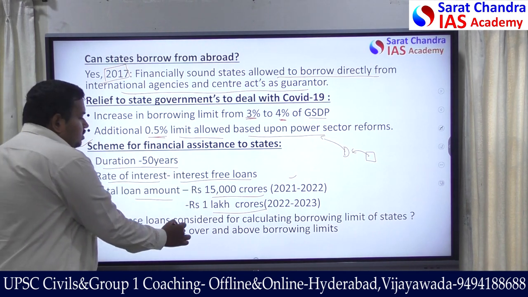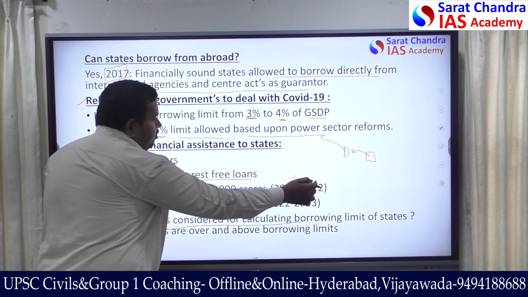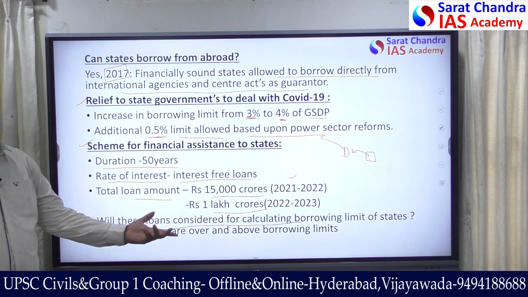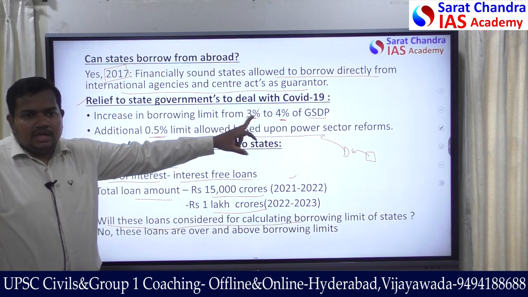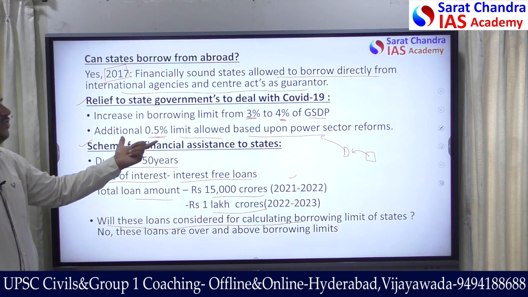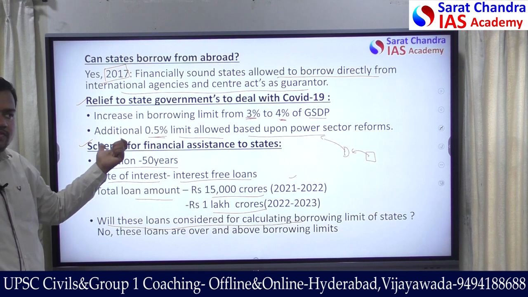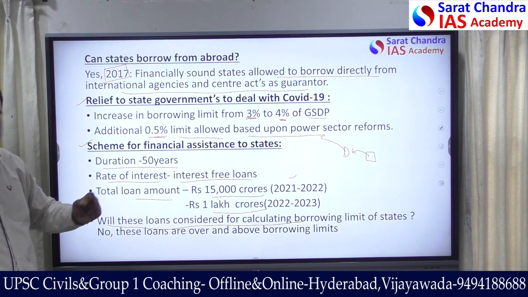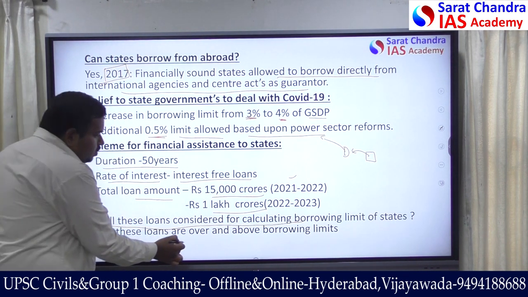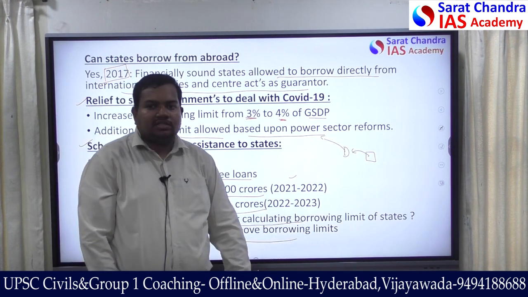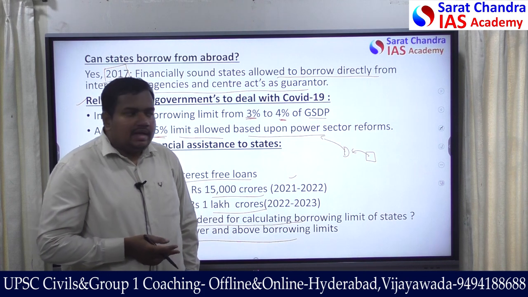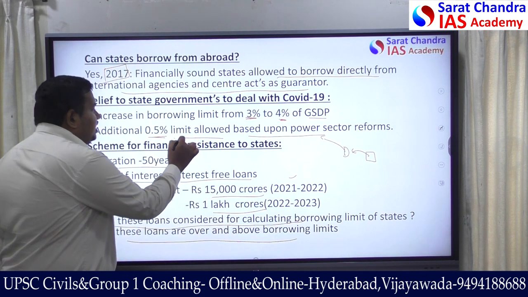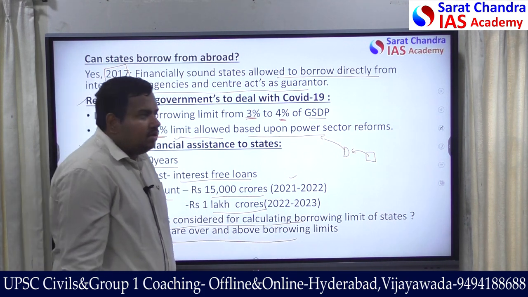Similarly, will these loans be considered for calculation of borrowing limit of the states? No, I told you there will be a borrowing limit on the states, but this scheme for financial assistance to the states, the 50 year loans, will they be considered? No, these loans are over and above the borrowing limits of the states. Okay, like this the center is going to provide financial assistance to the states.